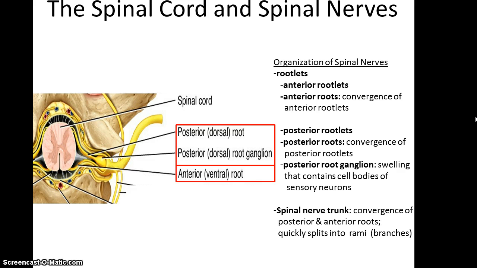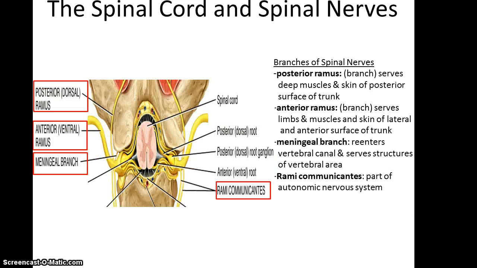So those things that branch off of that spinal trunk include the posterior ramus, which serves the deep muscles and skin of the posterior surface of the trunk, so basically our back. The anterior ramus, which is the thickest of them all, serves the limbs and muscles and skin of the lateral and anterior surface of the trunk, so it's providing innervation for the bulk of the body.